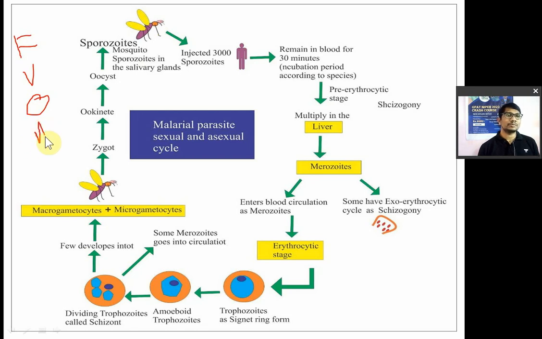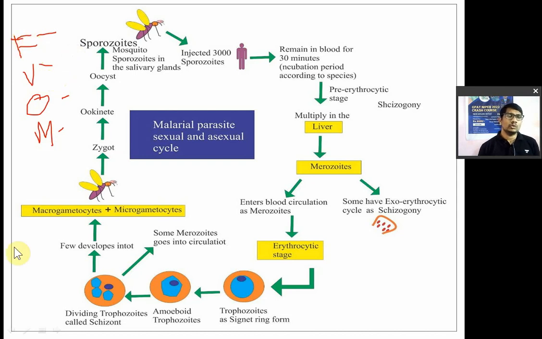The first species is known as Plasmodium falciparum. Plasmodium falciparum causes the most severe form of malaria. The most dangerous form of malaria is caused by Plasmodium falciparum. After that, Plasmodium vivax is there, Plasmodium ovale is there, and Plasmodium malariae is there. The first two parasites cause severe types of malaria, but out of those also Plasmodium falciparum causes the dangerous malaria.